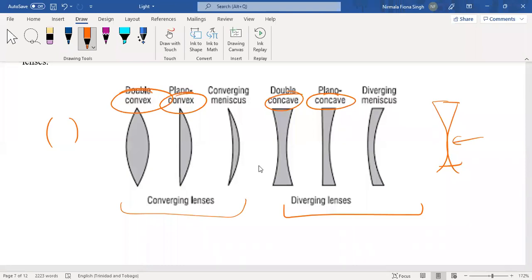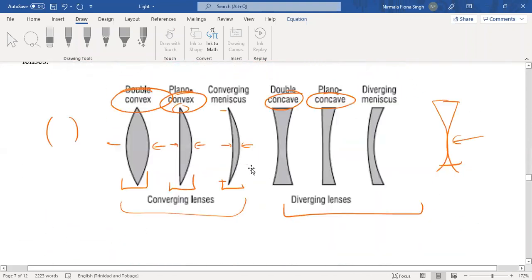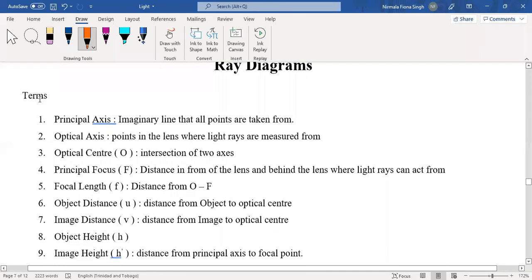Convergent lenses are the ones that are thicker in the middle. If you look here, each and every one of them is thicker in the middle, right? And very thin at the edges. All right, so convergent lenses are very thin at the edge. Sorry, don't know why that happened. And diverging lenses are thicker at the edge and thinner in the middle. So that's how you remember them.